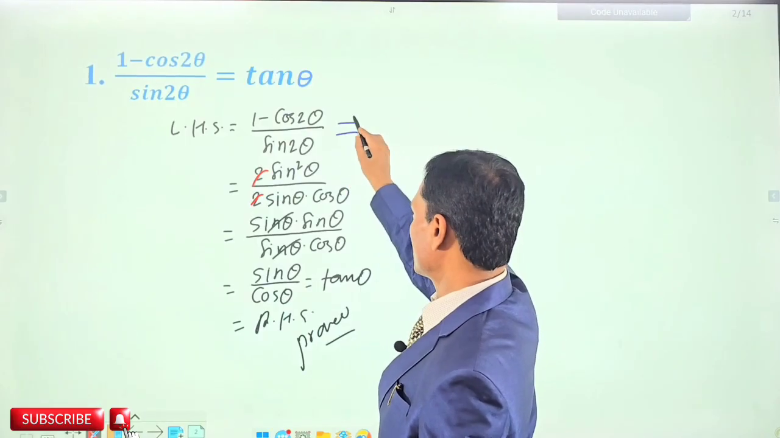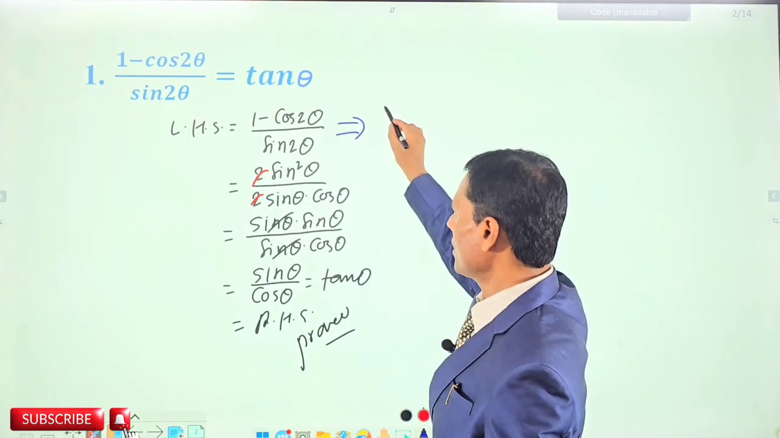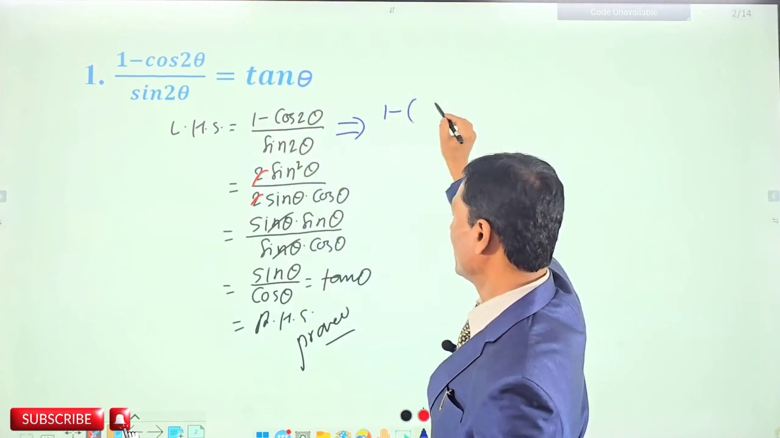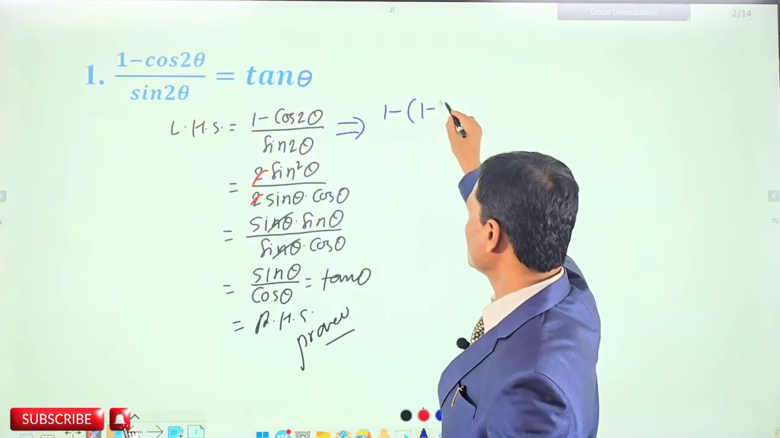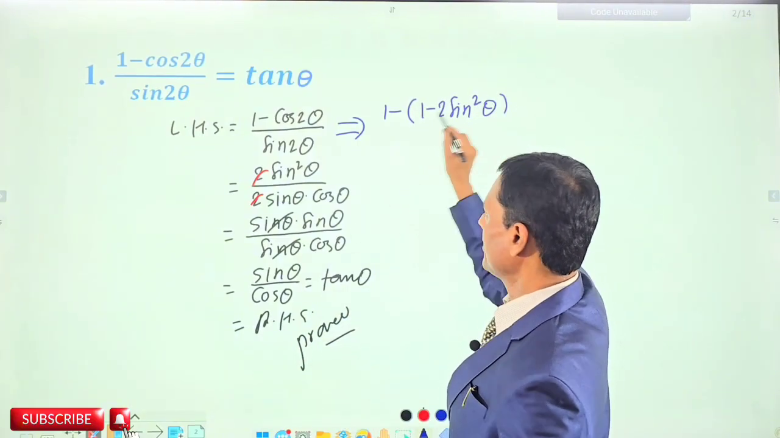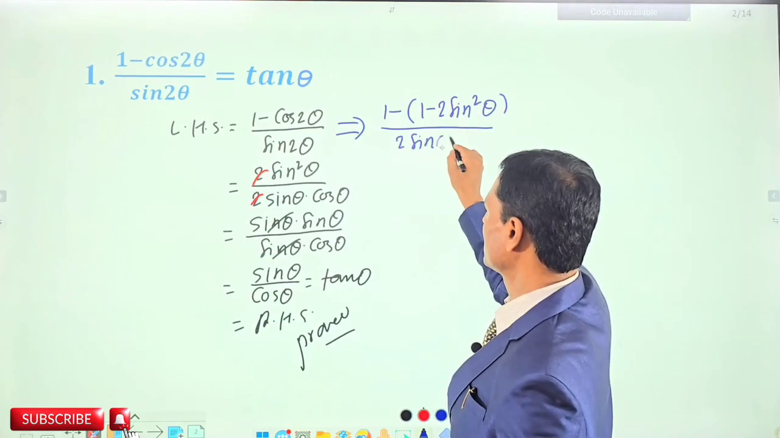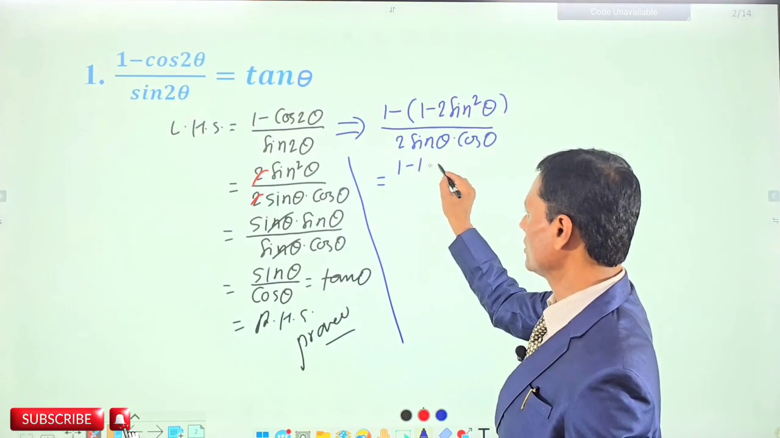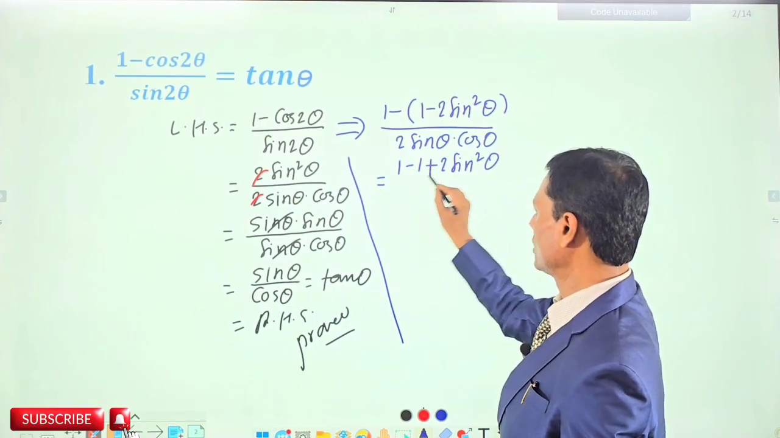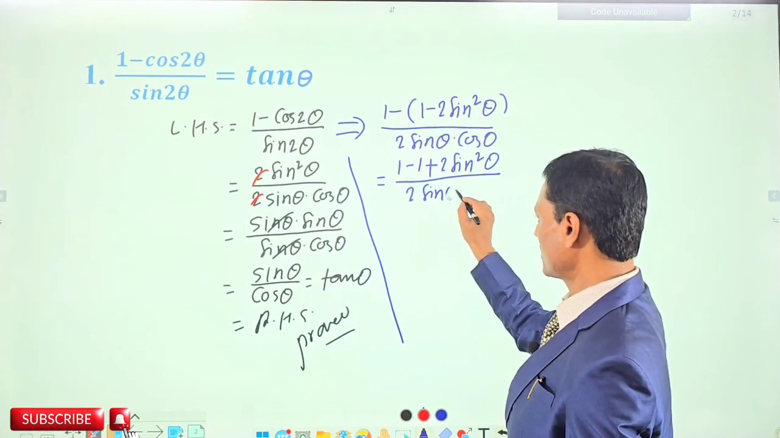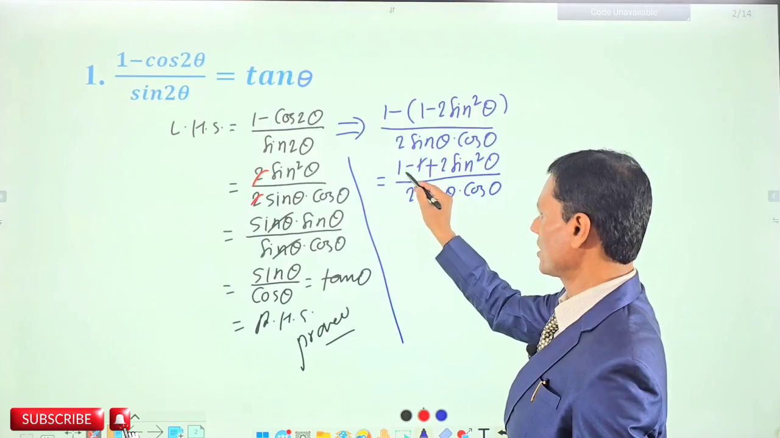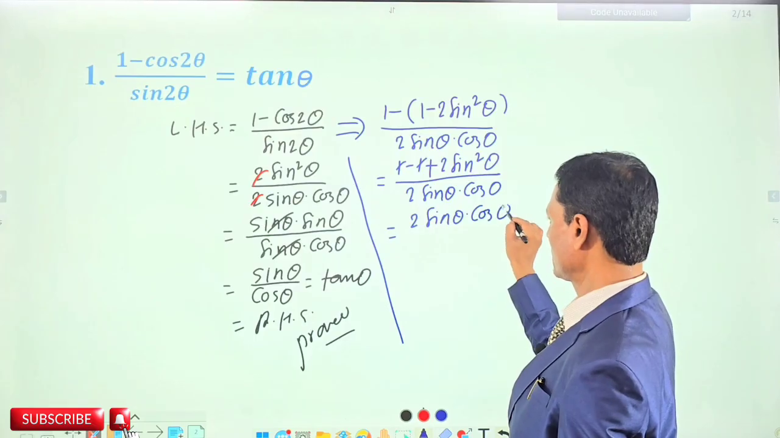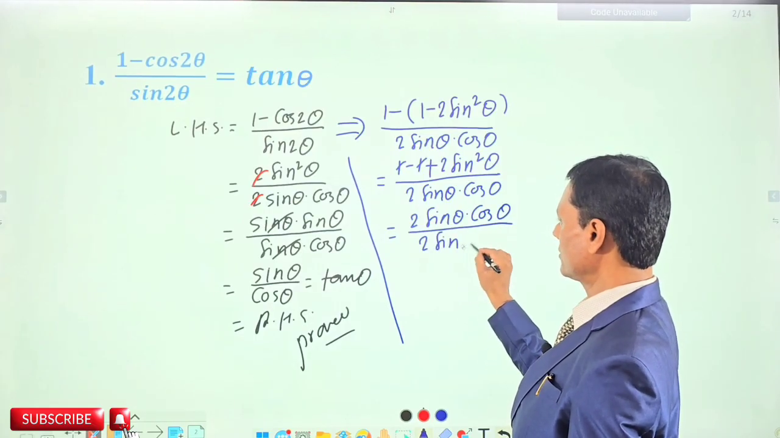We can solve this question like this also. 1 minus cos 2 theta: in terms of sine, all of you know that we have 1 minus 2 sin square theta, and over 2 sin theta dot cos theta. When you open the bracket here, that's 1 minus 1 plus 2 sin square theta over 2 sin theta dot cos theta, and here 1 and 1 cancel, and the remaining we have here 2 sin square theta over 2 sin theta dot cos theta.